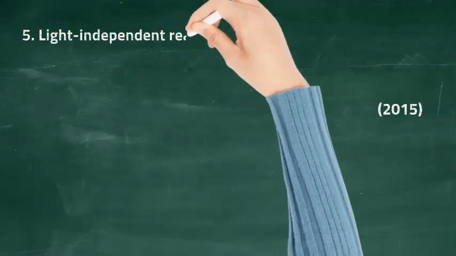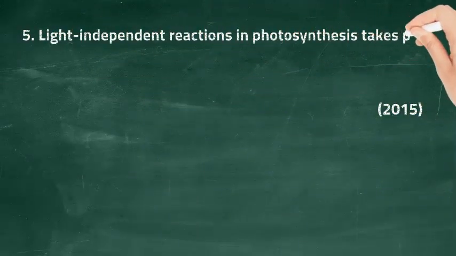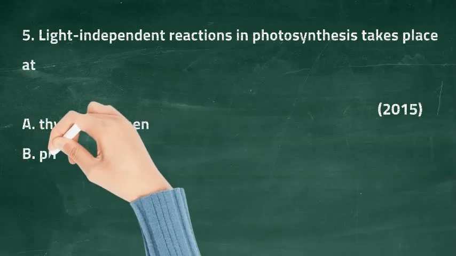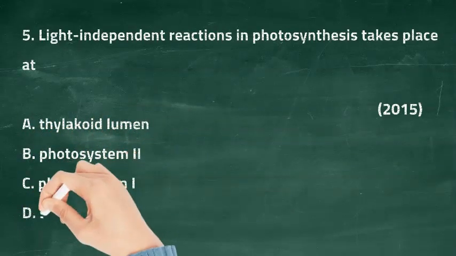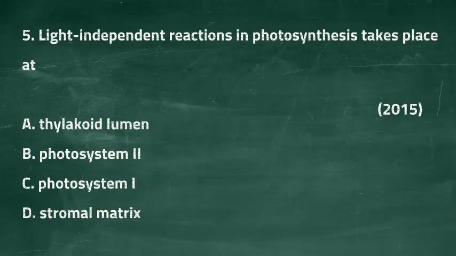Question fifth. Light independent reaction of photosynthesis takes place at: option A is thylakoid lumen, option B is photosystem 2, option C is photosystem 1 and option D is stromal matrix. The right answer is option D, stromal matrix.